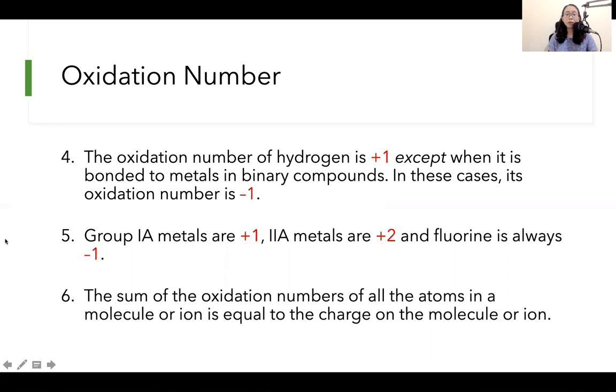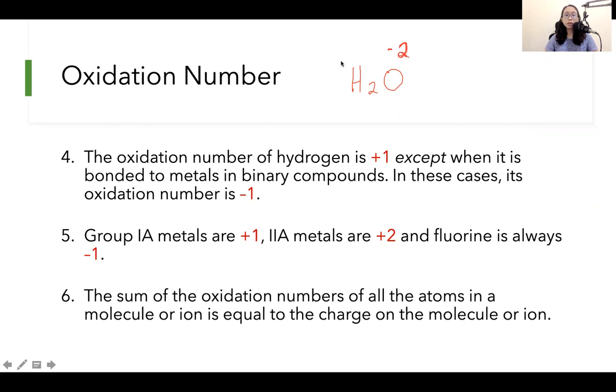The oxidation number of hydrogen is positive 1, except when it is bonded to metals. If hydrogen is bonded to metals, its oxidation number is negative 1. So an example would be water. From rule number 3, we know that oxygen usually has an oxidation number of negative 2. Since this is not peroxide, oxygen in water will have an oxidation number of negative 2.